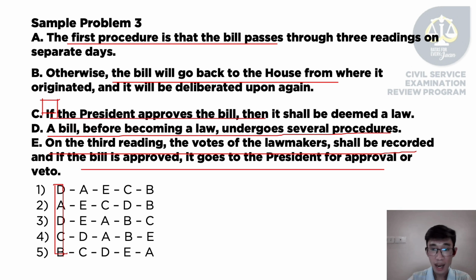At least, as pag tinignan natin itong paragraph as a whole. Okay? Pati itong letter B, hindi rin pwede to. Otherwise, sabi niya, ibig sabihin, may condition na hindi nangyari. Okay? So, ibig sabihin nun, merong dapat na there has been a previous sentence. No? And, pag si letter E naman on the third reading, it doesn't make sense. Right? Especially if you compare letter E and letter D, diba? It doesn't make sense starting with on the third reading, the votes of the lawmakers.